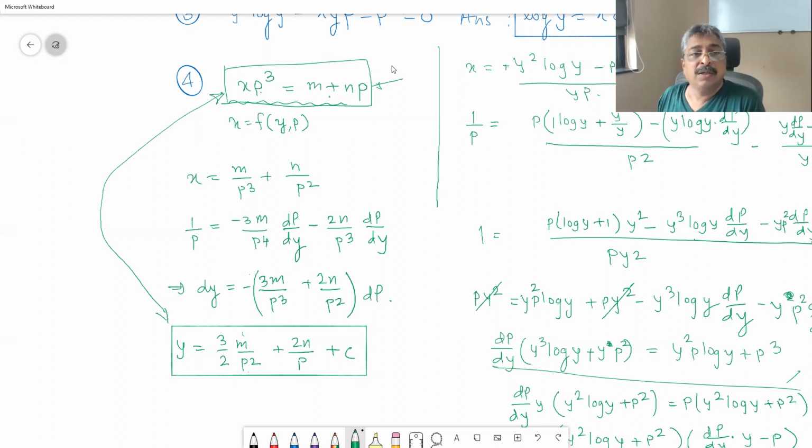So what are the two parameters? Eventually we have p and c, but if presently we are not able to find the value of p and put it in equation 1, therefore we are saying that the simultaneous existence of these two equations is the solution of the differential equation.